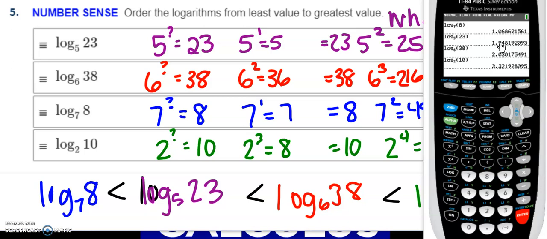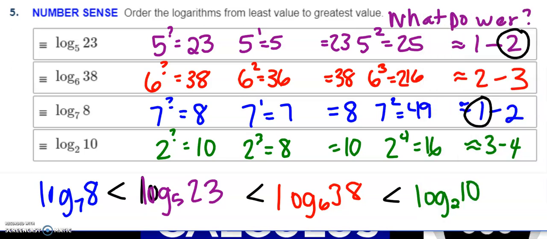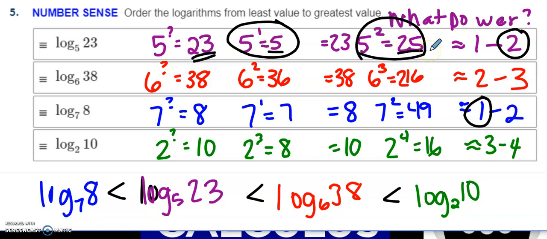So hopefully that helps. Again, you can use your calculator, but we do want you to start thinking in terms of this kind of number sense, right? Use your power booklet to find two powers that you know to be true. And then we put the 23 in between the things that we knew from our power booklet. So our power has to be somewhere in between the 1 and 2 from that power booklet.